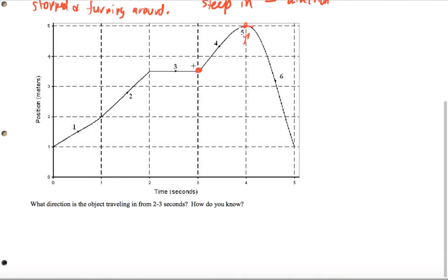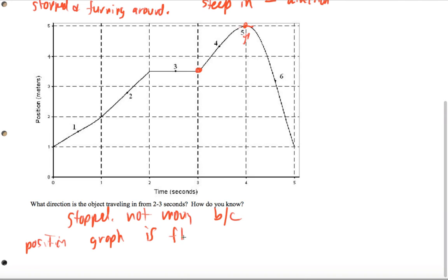So what direction is the object traveling from 2 to 3 seconds? It's actually stopped, not moving, because the position graph is flat. And I need you to say position graph because if a velocity graph is flat, it's still moving, possibly. I mean, it might be moving at a steady speed, but it's still moving. I need you to say that you knew that this is a position graph and that it was flat. That's how it let you know that it was stopped.